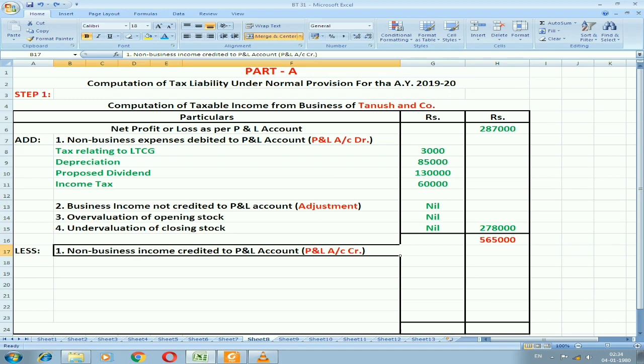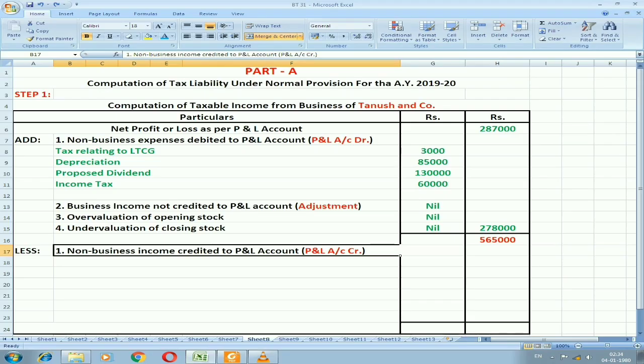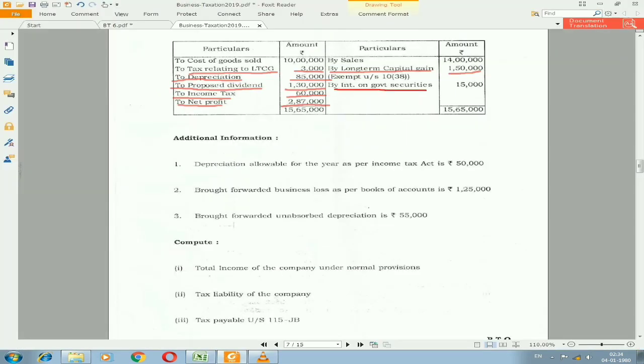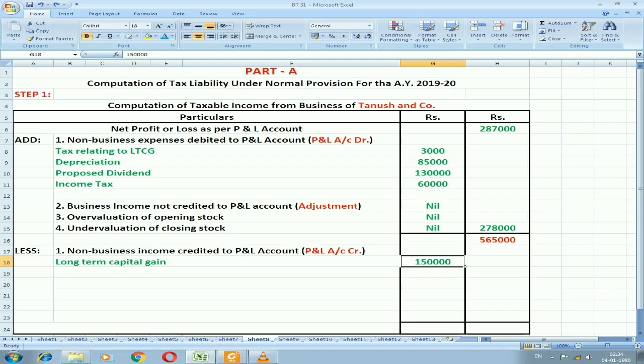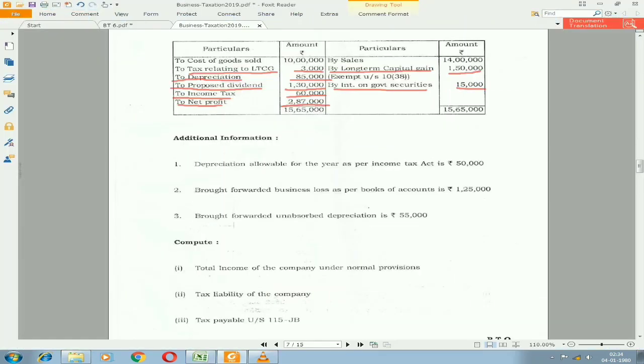While doing the less part, we need to take first business income credited to profit and loss account. So on the credit side, we have incomes. We are supposed to take non-business related. So long-term capital gain will be non-business, even though they have said it is exempt, so that will be taken as non-business. Here we are considering only whether it is business or non-business. Then we have interest on government securities, that will also be non-business. Apart from it, we don't have any other incomes on the credit side. We only need to check whether those incomes are related to business or non-business. That's it.